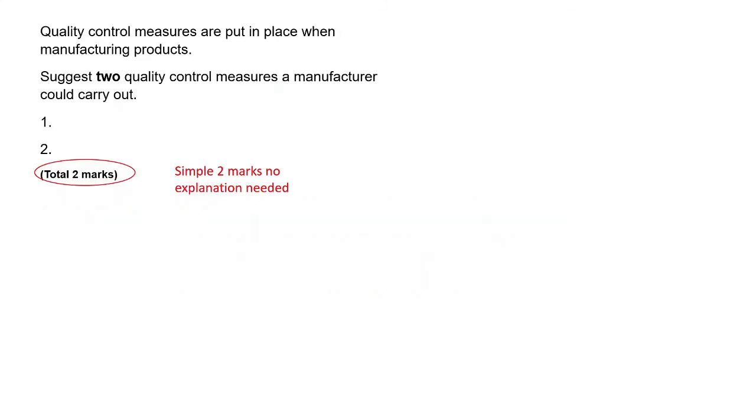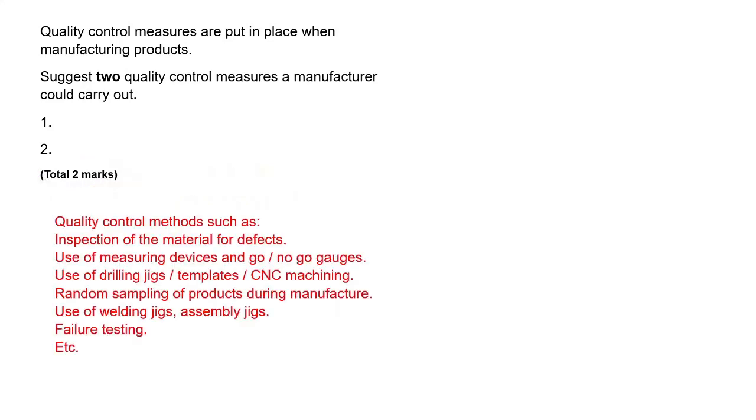Next, quality control measures are put in place when manufacturing products. Suggest 2 quality control measures a manufacturer could carry out. So again, 2 marks, no explanation needed. So anything you could do is like measuring devices, so using like vernier calipers, digital angle finders, go, no-go gauge, things like using jigs, molds, templates, CNC machinery, checking random sampling of products, using assembly jigs, failure testing, destructive testing, non-destructive testing. So any 2 of those would have been fine.